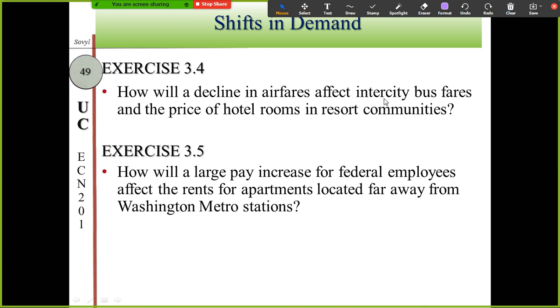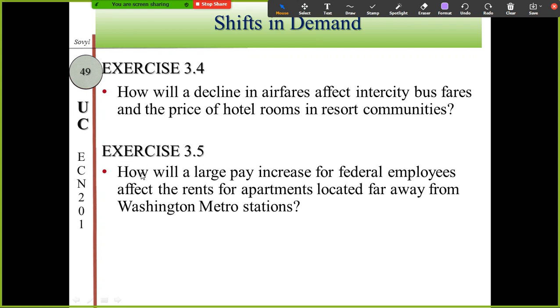intercity bus? Intercity bus means the bus used from city to city. Okay, intercity maybe from Phnom Penh to Siem Reap, or Phnom Penh to Sihanoukville, or another province. Because from Phnom Penh to Siem Reap we also have bus. Taxi, but we don't say taxi, we have bus and airline. And we also have hotels in Siem Reap or in Sihanoukville.